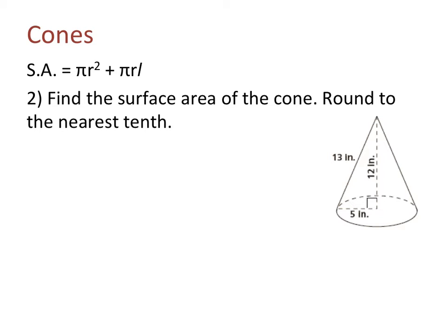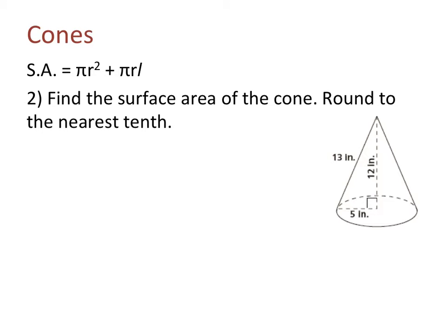All right, for our next problem, we're going to look at a cone. If you recall, the surface area formula for cones is SA equals pi times the radius squared plus pi times radius times the slant height. So L represents the slant height on a cone. And number 2 says to find the surface area of the cone, and again round to the nearest tenth if necessary.